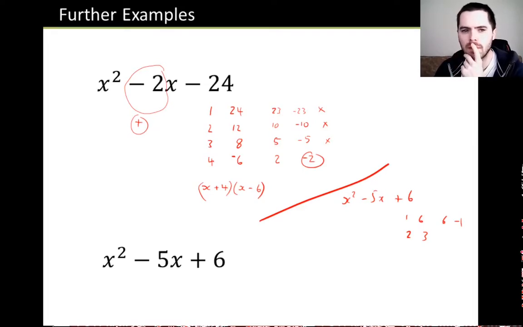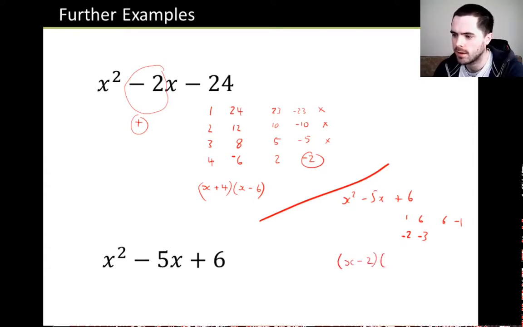So what other rules can we remember? We know that to get a positive number when we multiply, we can do a positive times a positive, or we can do a negative times a negative. Minus 1 times minus 6 would give us positive 6, and minus 2 times minus 3, that would give us a positive 6 as well. And what's great there is that minus 2 take away 3 would give us minus 5. x minus 2, x minus 3.